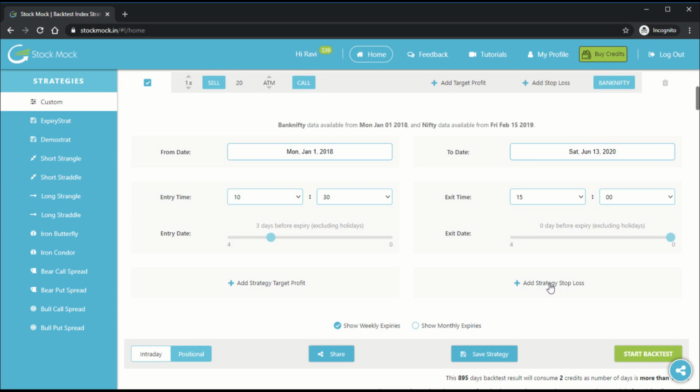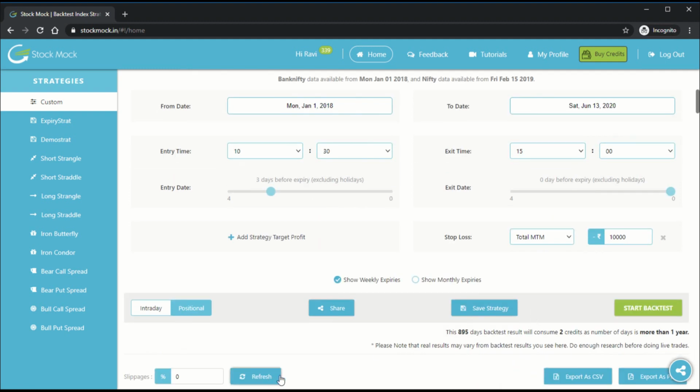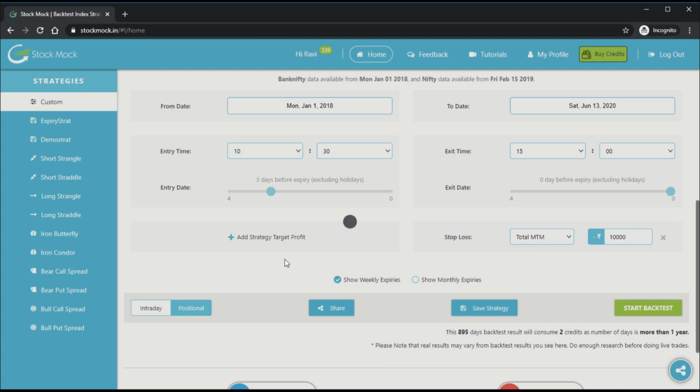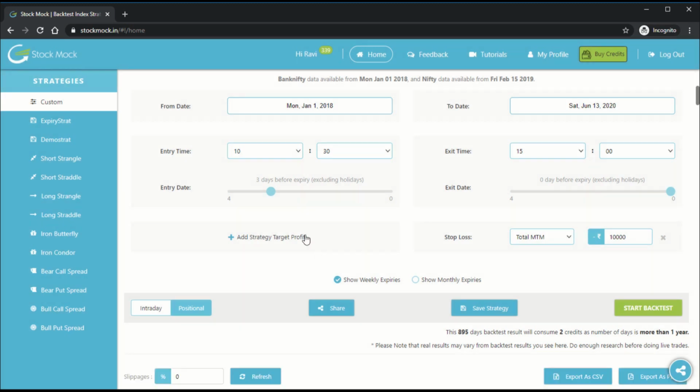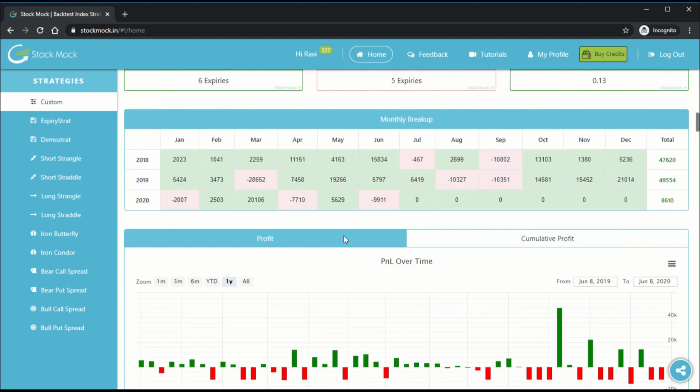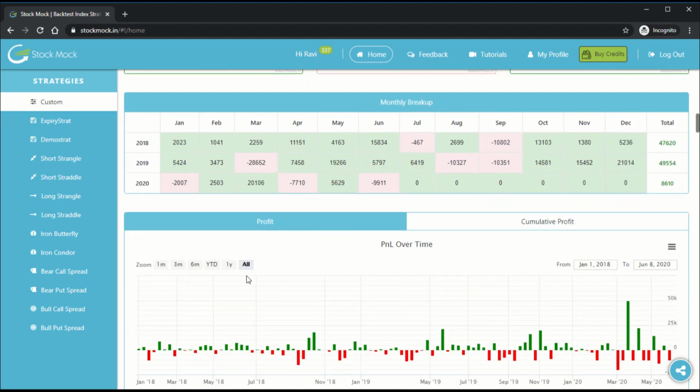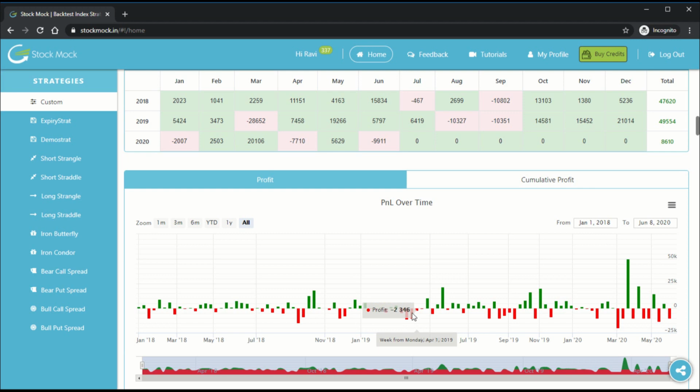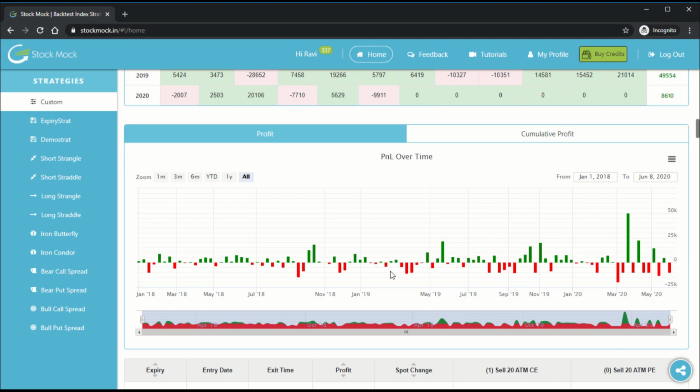So what I am going to do now is select the total MTM option in the strategy level stop loss and define my risk as 10,000 rupees. And let's backtest this. There you go. As you can see, in most cases the loss is capped to 10,000 rupees, but there are some expiries where the loss has crossed beyond 10,000 rupees. There is a reason for it.